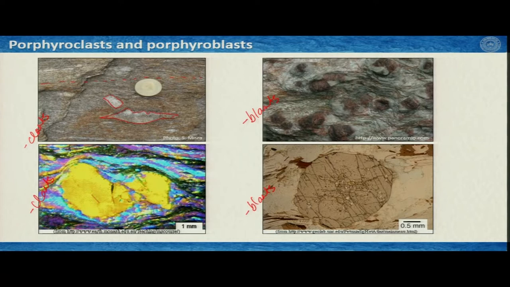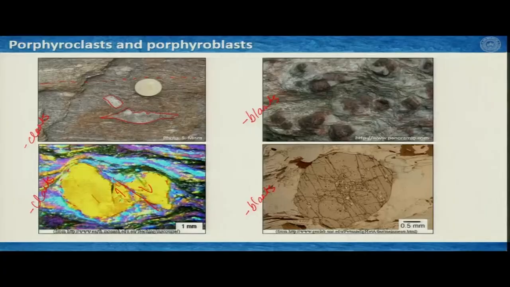So this is a field photograph, as you can see from this scale, and this is an optical microscope image, so a thin section. And here again you see that we have this yellow grain, and this is a porphyroclast, and you see the grain also got fractured and developed a slip along this. So these are examples of porphyroclasts. You also see that the grain was there before, which is why the foliation got wrapped around this porphyroclast.